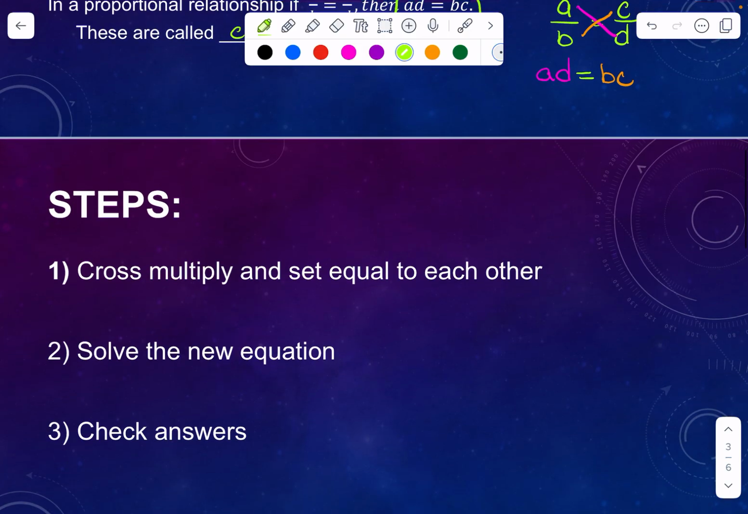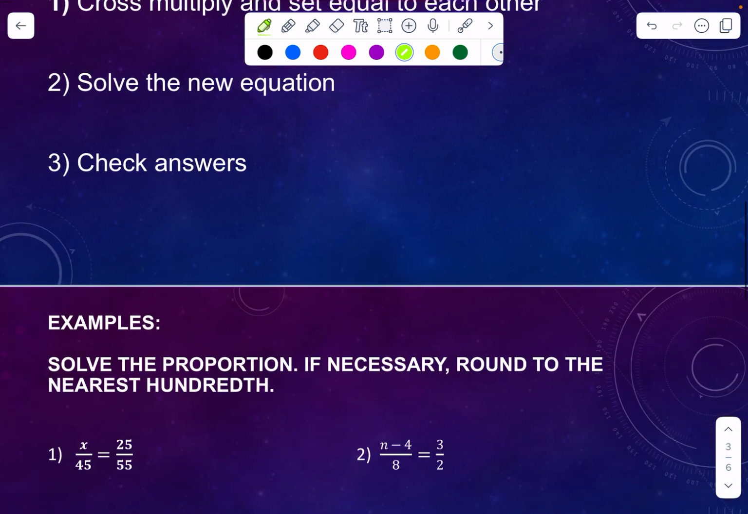Now, how are we going to do this then? How do we solve an equation that has two ratios equal to each other? How do we solve a proportion? The way we do this is we simply cross multiply and set those equal to each other. Then we have created a new equation, and we just solve that equation the way we have been doing all these other times. And then at that point, we check our answers to make sure they're right.